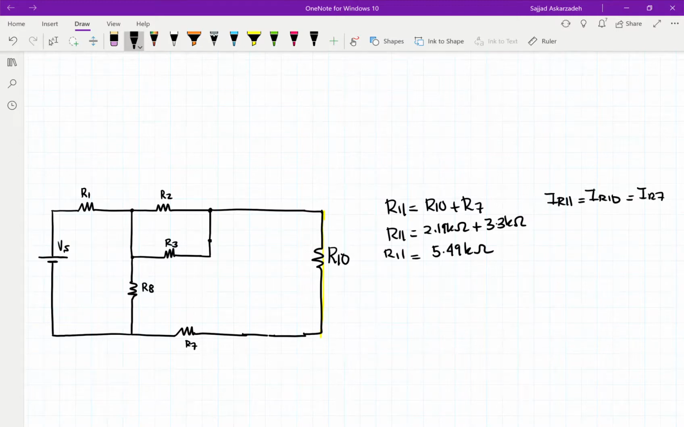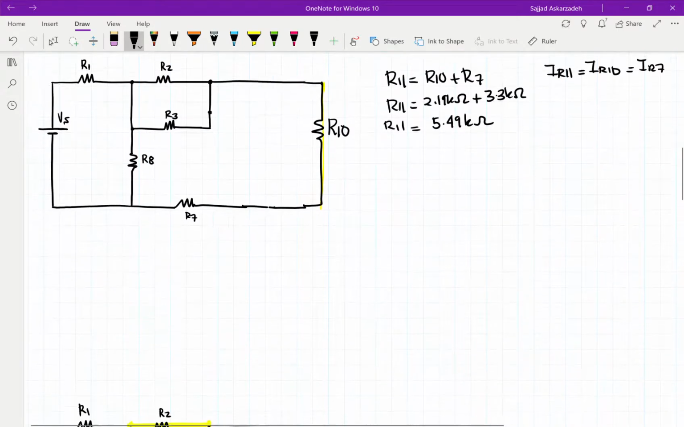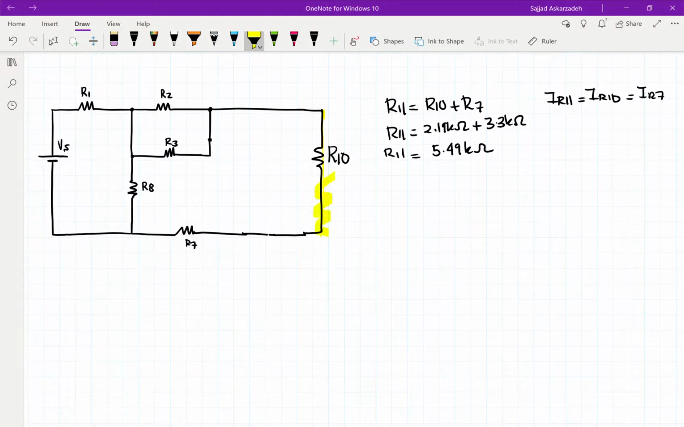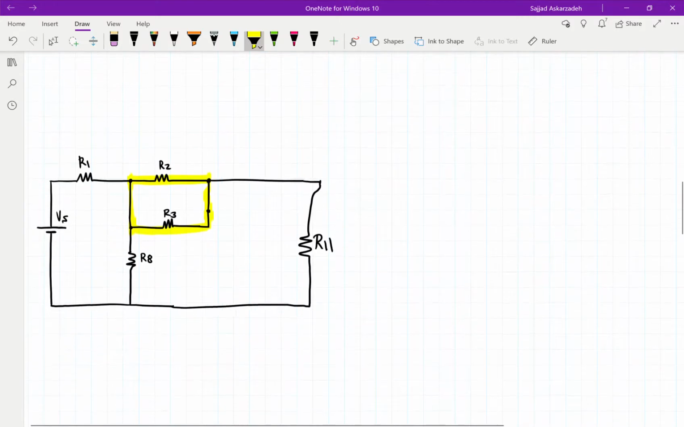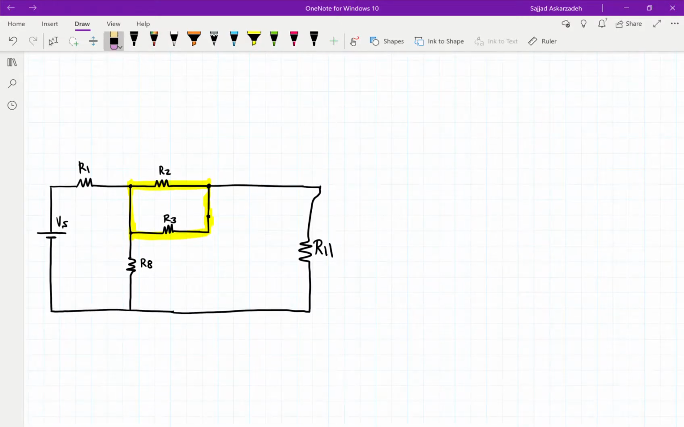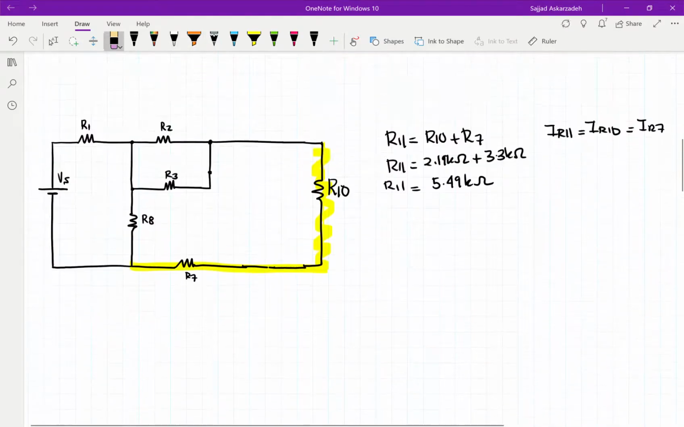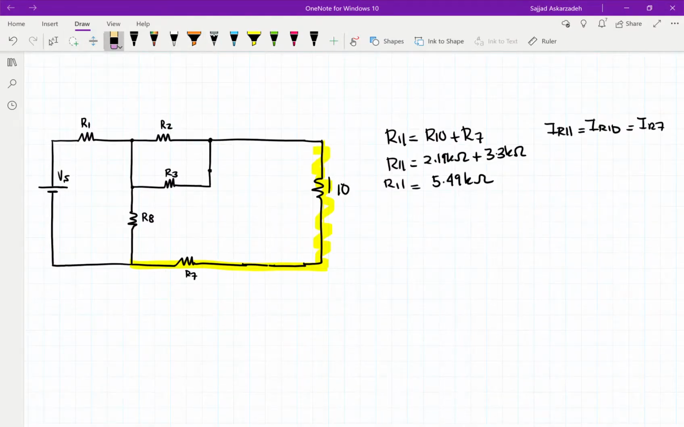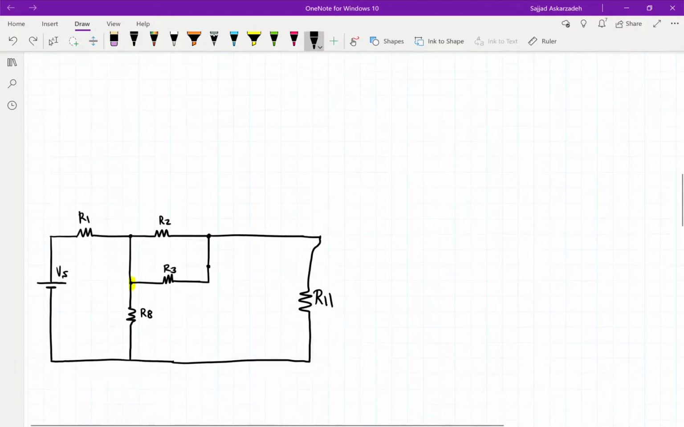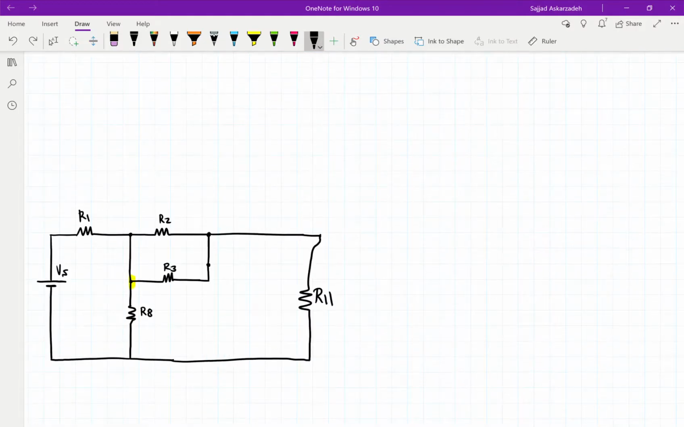Now we're going to combine R10 as well as R7 together to come up with a new circuit. Let me just erase this color to show you what happened. When we combine R10 and R7, we get R11, and this is our new circuit. I'm reducing the circuit as we go, and I'm showing all these circuits as well.